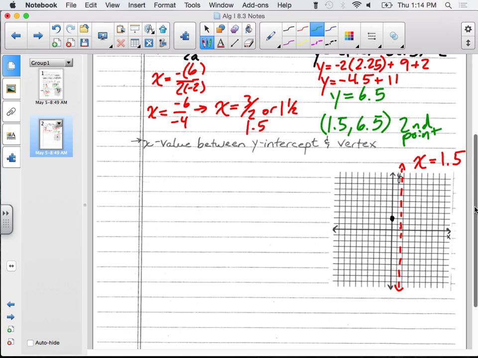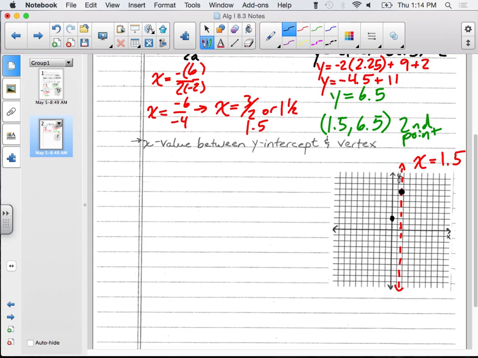So when we have our second point, we go to our graph. 1.5, that's on our axis of symmetry. We go up to 6.5, 2, 4, 6.5. It's right there. And make it a little bigger, in the center of the square.